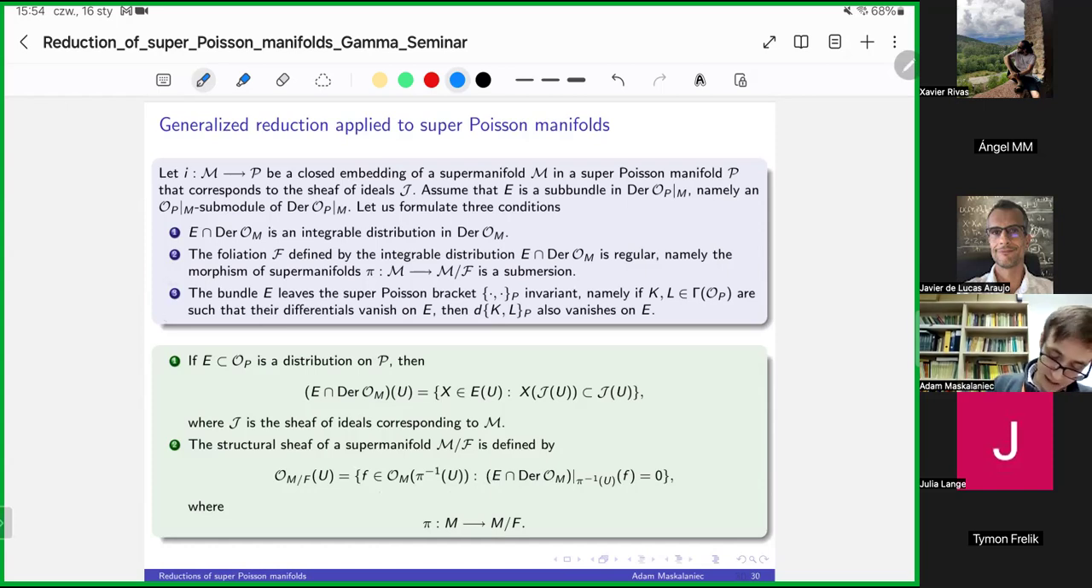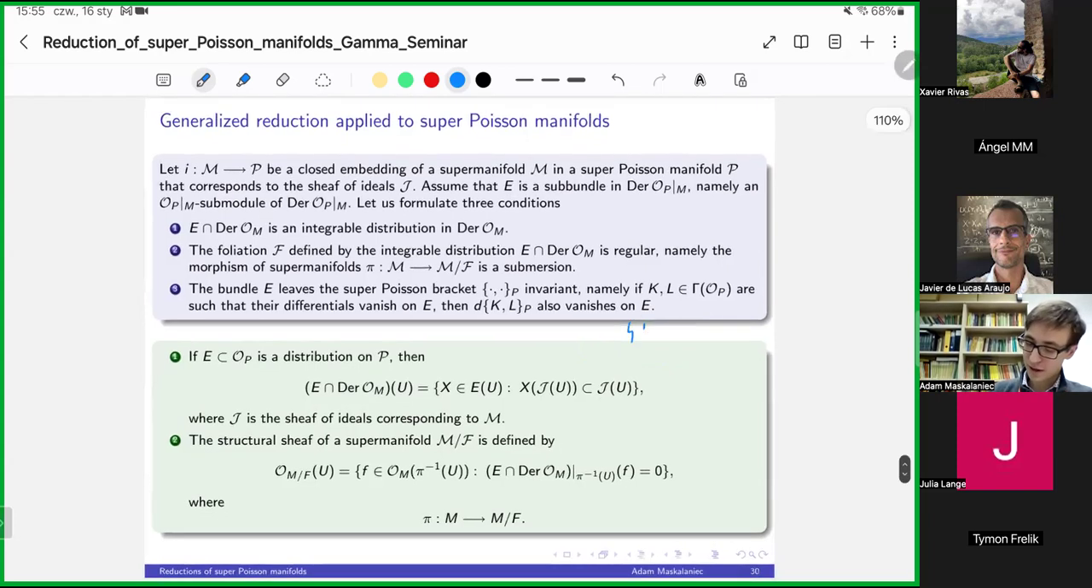And we also need the next condition. The bundle E leaves the super Poisson bracket invariant. So leaving this super Poisson bracket invariant means that the supervector fields of the form induced by this Poisson bracket will be left invariant by our operations. So these are conditions for compatibility of our submanifold and our quotient structures with flows of supervector fields of this form.